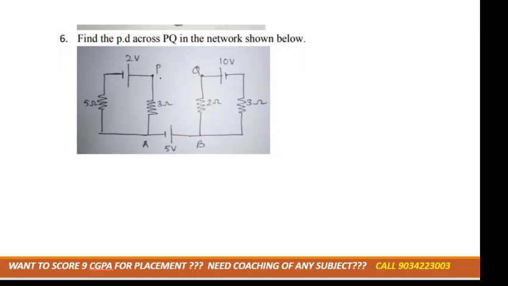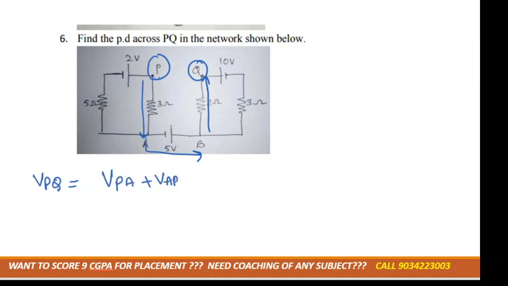See, in this question, we have to calculate potential across P and Q. As we can see that there is no direct connection. We'll move from P to A to B, B to Q. VPA plus VAB plus VBQ.